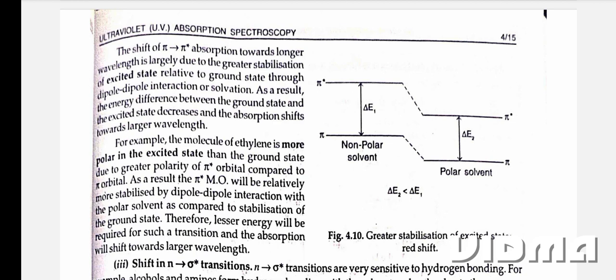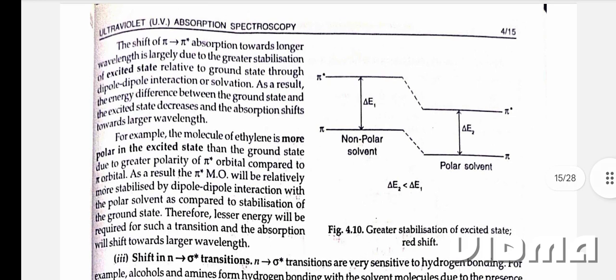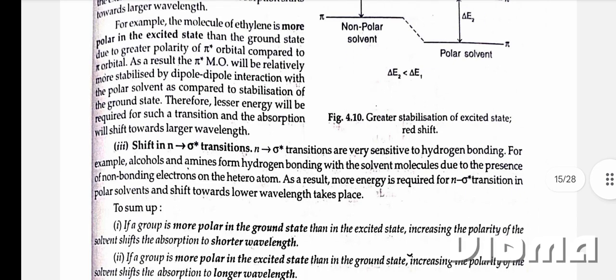For example, the molecule of ethylene is more polar in the excited state than the ground state due to the greater polarity of the pi star orbital compared to the pi orbital. As a result, the pi star molecular orbital will be relatively more stabilized by dipole-dipole interaction with the polar solvent as compared to stabilization of the ground state. Therefore, lesser energy will be required for such a transition and the absorption will shift towards larger wavelength.